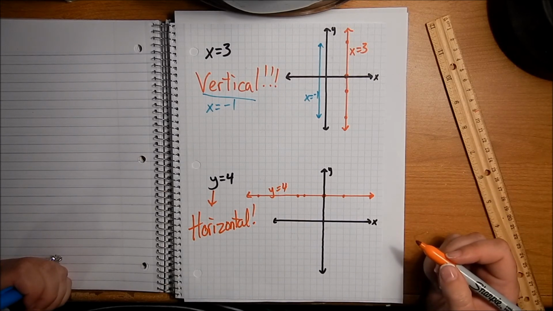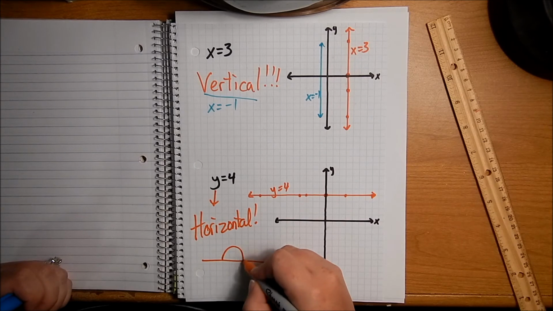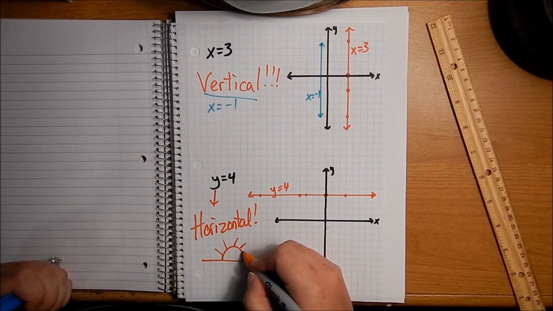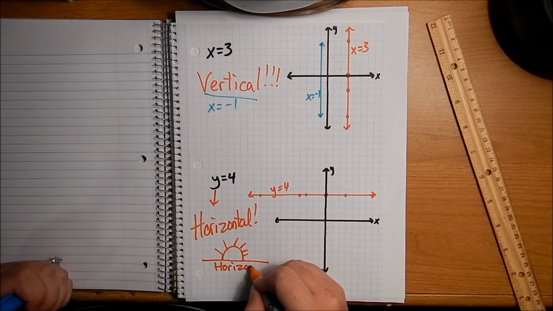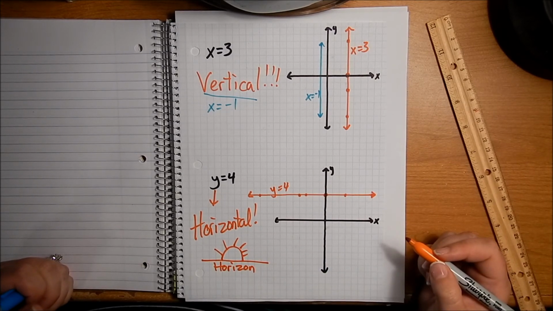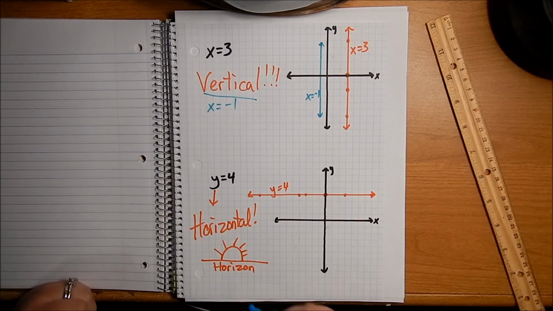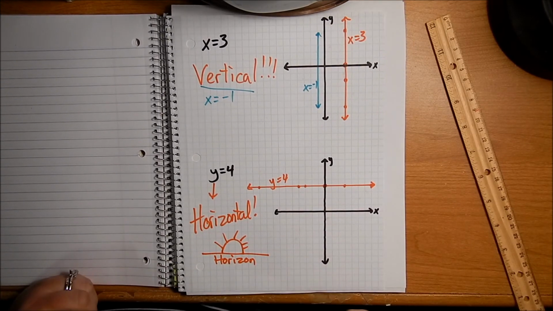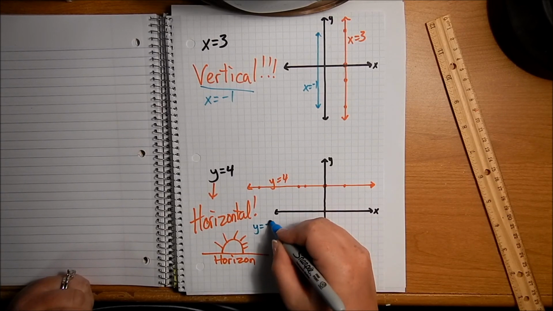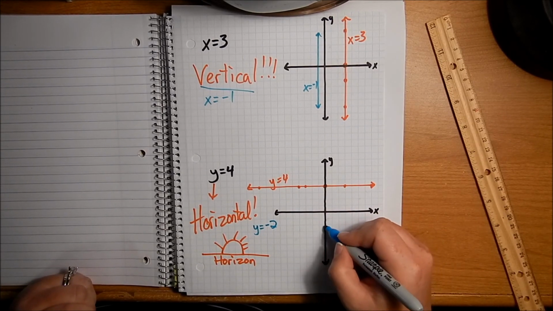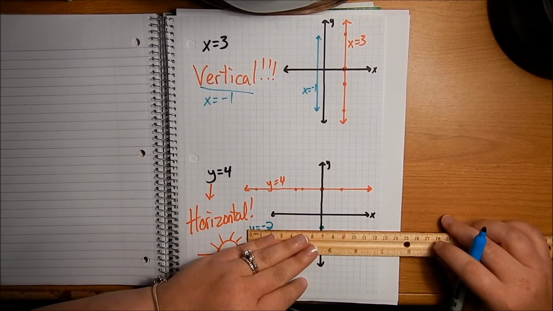Okay, and how do we remember horizontal means sideways? Because it's like the horizon. Remember the sun with the horizon? Alright. So, like the horizon, a horizontal line is side to side. So, very quickly, let's do a negative. How about y equals -2. So I just go down to where y is -2, and it's a horizontal line at that point.